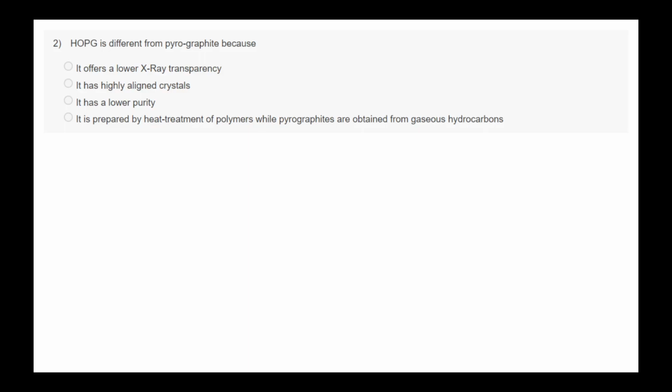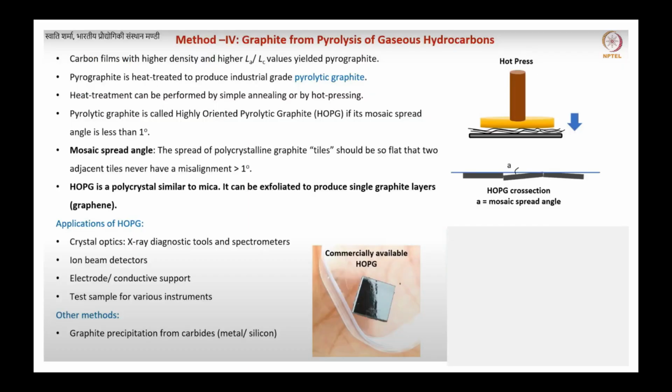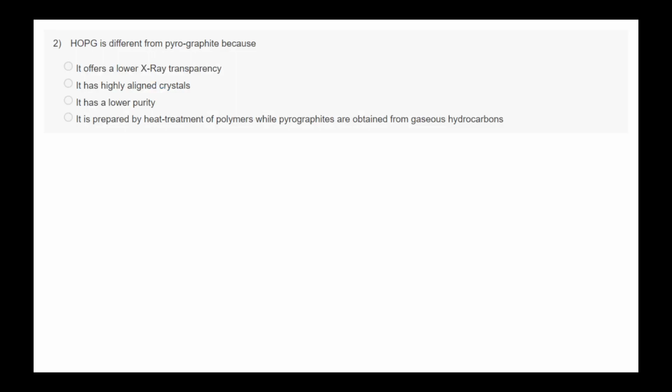The first question is: HOPG is different from pyrographite because it offers a lower X-ray transparency, it has highly aligned crystals, it has a lower purity, it is prepared by heat treatment of polymers, while pyrographites are obtained from gaseous hydrocarbons. So, which could be the right answer and why? Can anybody give me the answer?